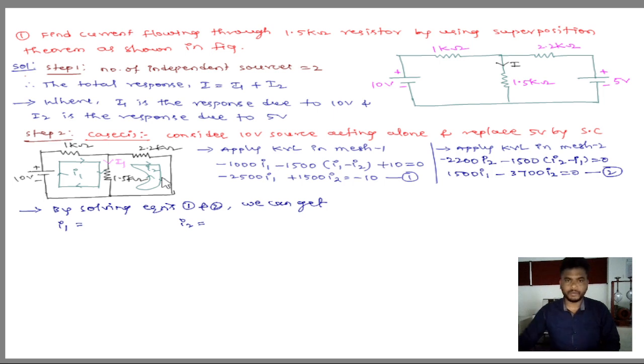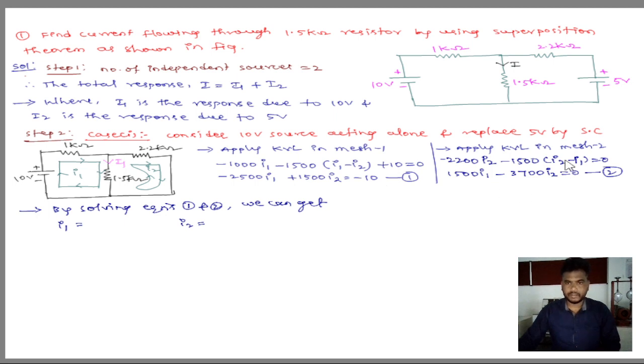Enter the values in equation 1. I1 is minus 2500, minus 2500, and I2 is plus 1500, and is equal to minus 10. Enter the values as they are in the calculator.